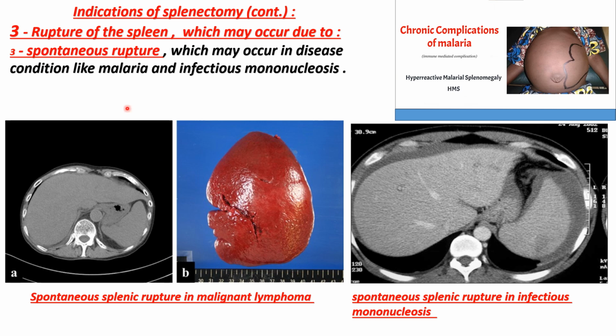The third subtype of rupture of the spleen is a spontaneous rupture, which may occur in disease conditions like malaria and infectious mononucleosis. We are seeing here spontaneous splenic rupture in malaria, in infectious mononucleosis, and in malignant lymphoma.